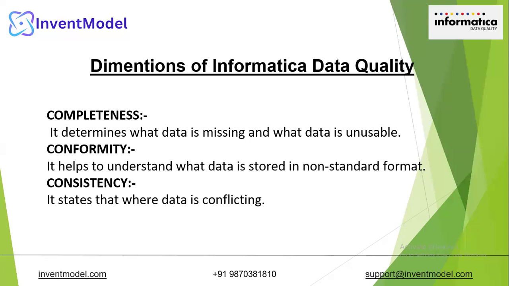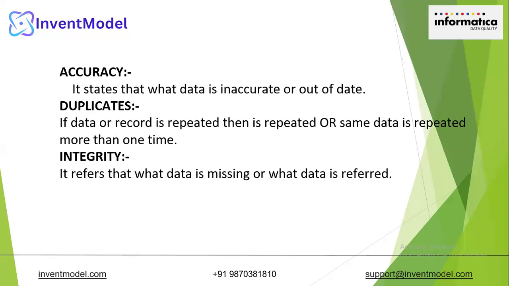And the next one is consistency. In simple words, it states where data is conflicting. In this, we can check, suppose there are two databases and one piece of data is common, whether that particular information is the same in both databases or not, which can prevent any conflict in the future.